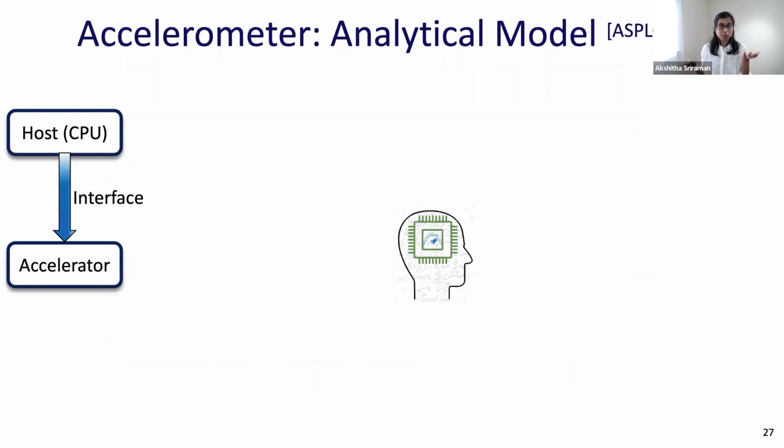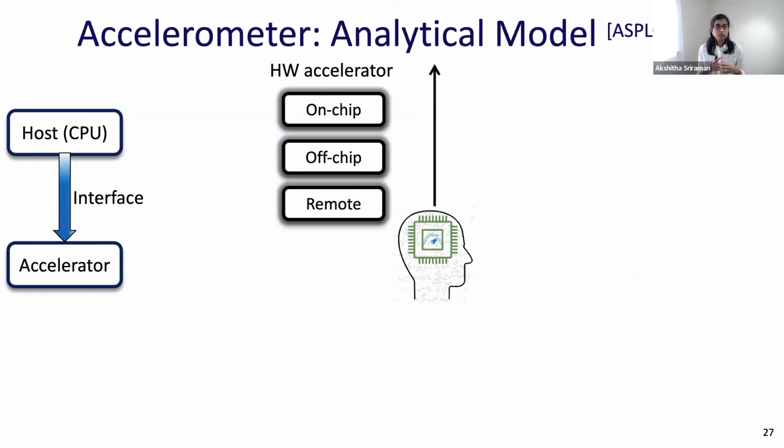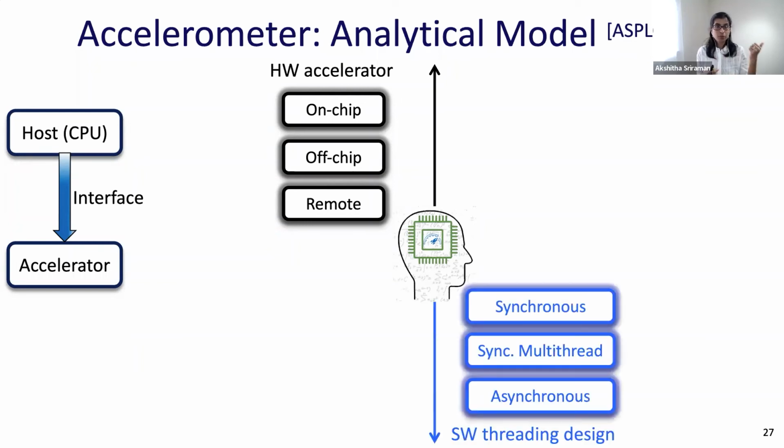To achieve this balance, we propose an analytical model, which we call Accelerometer. This model consists of an abstract system of a host communicating with an accelerator via an interface. Accelerometer models the various types of hardware acceleration strategies, like on-chip, off-chip, and remote offloads. It can model the microservice software threading designs that can be used to offload.